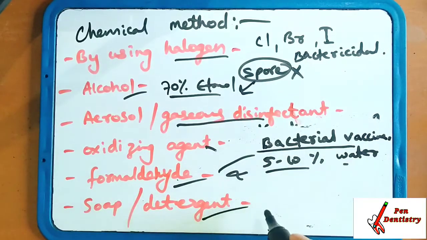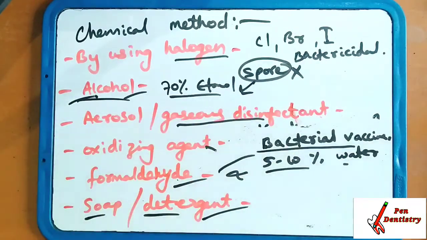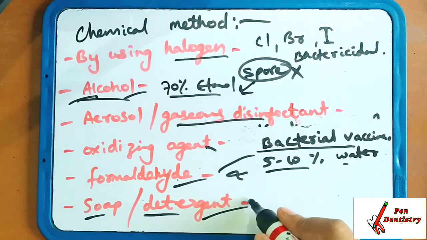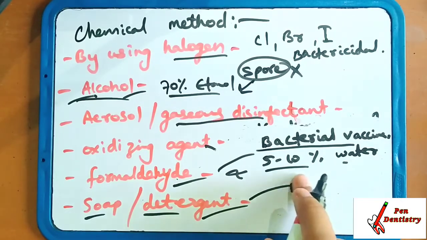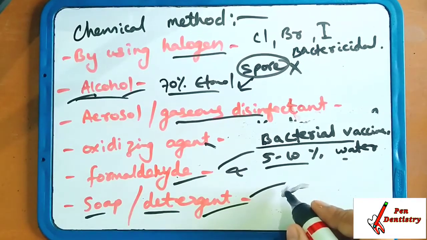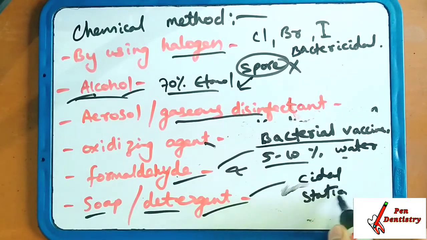And the last one is soap and detergent. Now, with COVID-19, mostly we use soap, detergent and alcohol, alcohol in the form of sanitizers. Soaps, any soap you can use. Soap is the best. It acts as both bactericidal and bacteriostatic, cidal and static both.